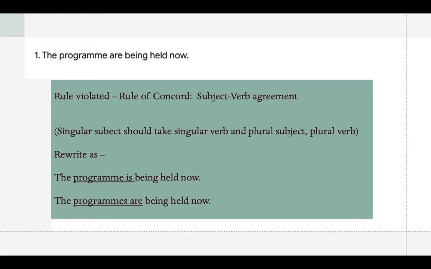Concord is nothing but agreement, something that blends well together, two things being in agreement with each other. Something that is harmonious, something that blends well, something that goes well together, and so on. In grammar, we use the word concord basically to talk about subject verb agreement in a sentence. The basic rule goes like this: a singular subject should take a singular verb, and a plural subject takes a plural verb.